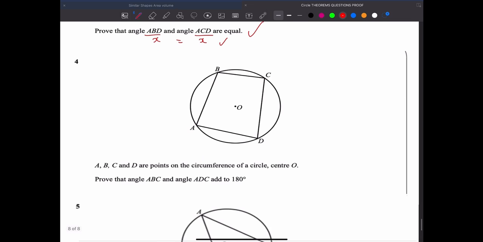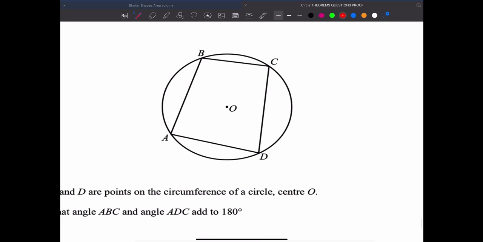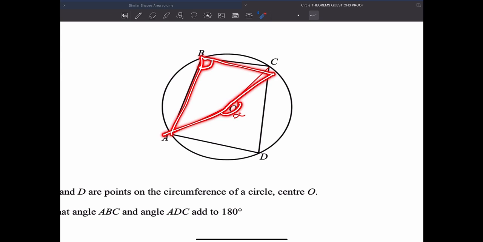Okay. Prove that ABC and ADC add to 180. Okay, why not? So what do we do? Always remember, make a joiner here. You don't need to make a triangle, to be honest, but yeah. So let's say this angle is x. So remember, angle at center is double the angle at circumference. If that is x, what about this? Okay, so this will be x over 2. Okay, actually, you know what? Let's call it 2x because then your numbers will be easier. Let's call it 2x just so you don't have to divide into a fraction.